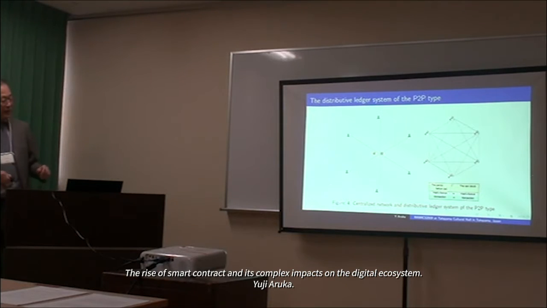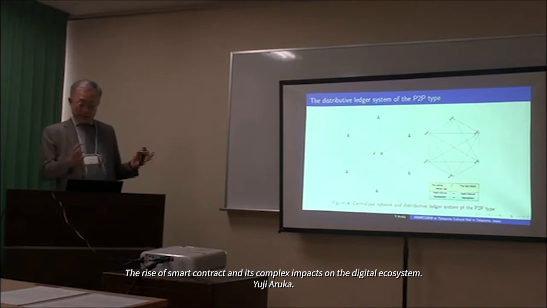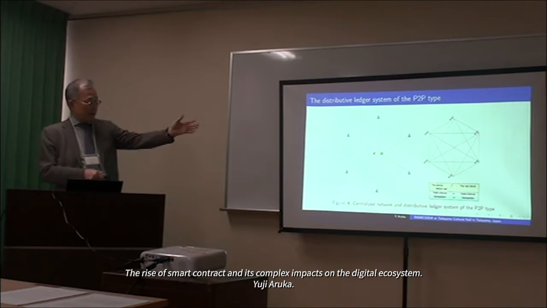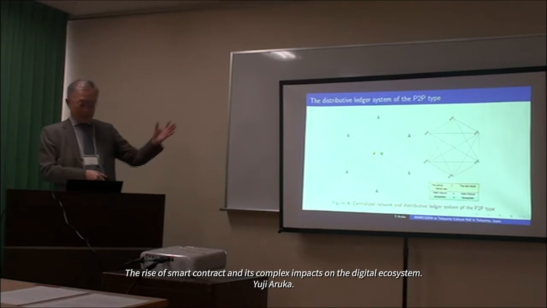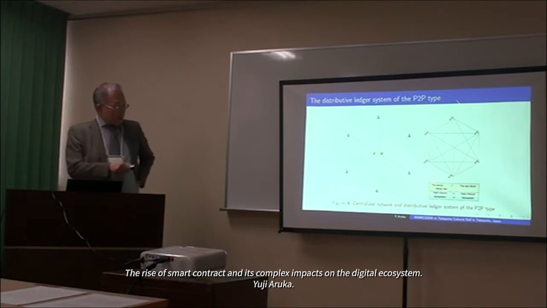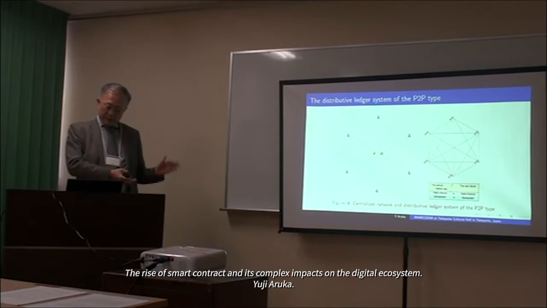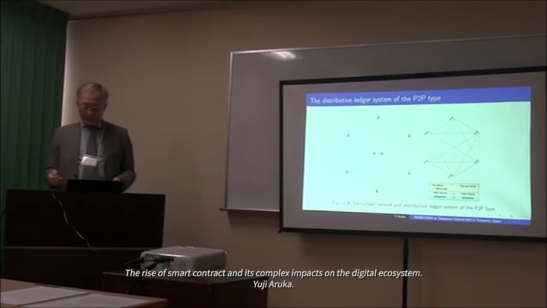So this is a famous picture, which represents the difference between a centralized network and, on the other side, a distributed ledger system. And this table summarizes Bitcoin and blockchain. In the P2P network, every node or every individual can have their own key, so it is private.